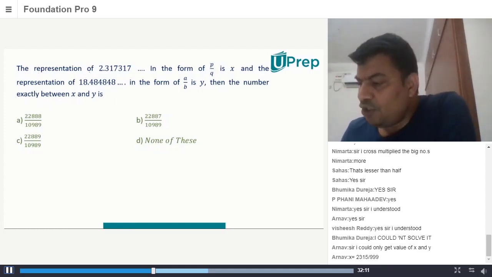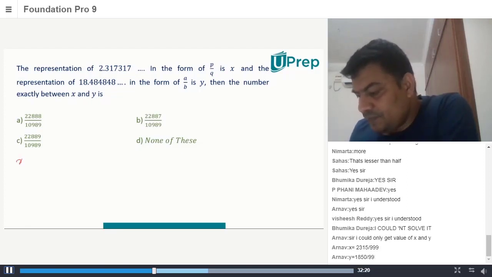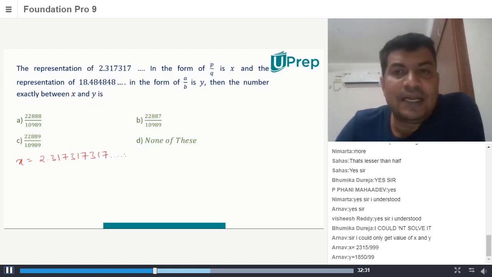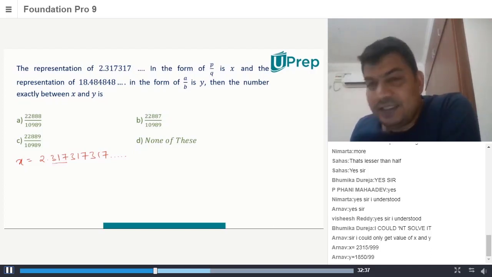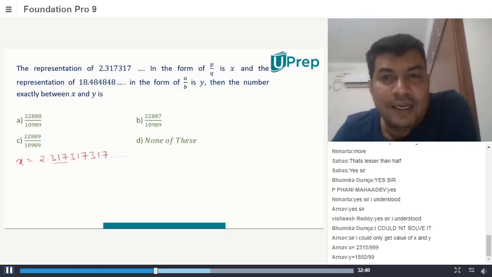So the representation of 2.317317 and so on in the form of p by q is x. He's given you the number x, which is equal to 2.317317317 and so on. That means it's recurring. You can see 317 is repeating one after the other. It's recurring and non-terminating, which means it's continuously going. So it's a rational number, and every rational number can be converted to p by q form.